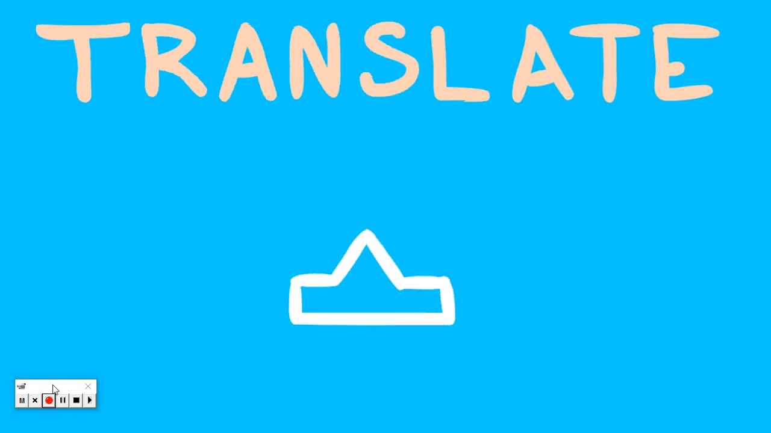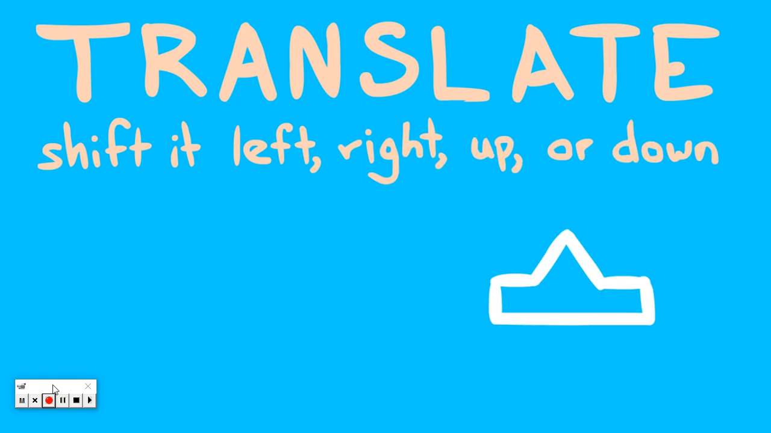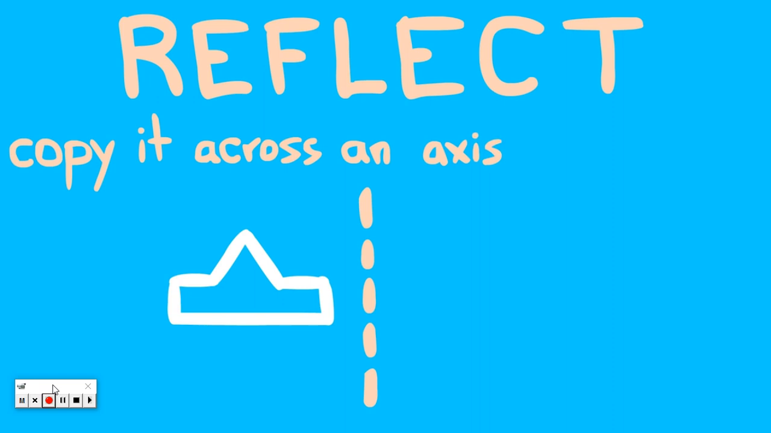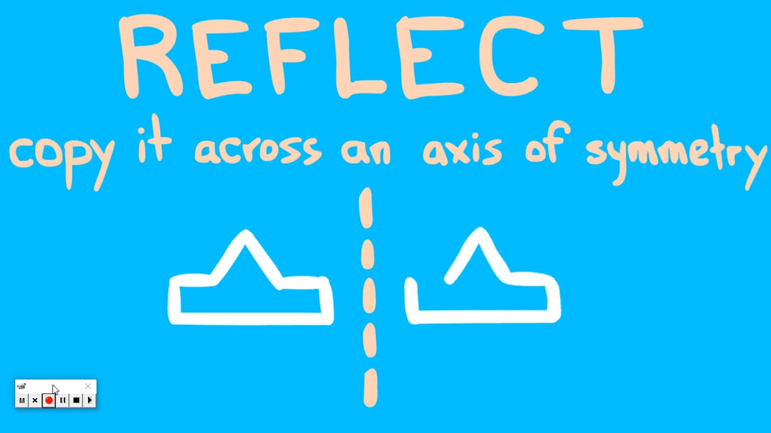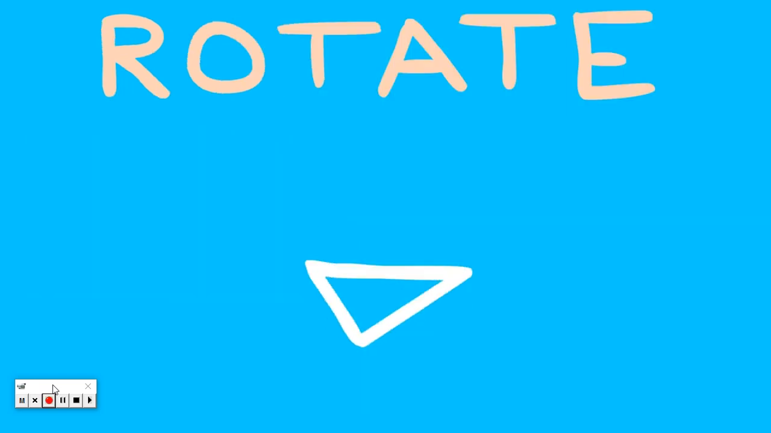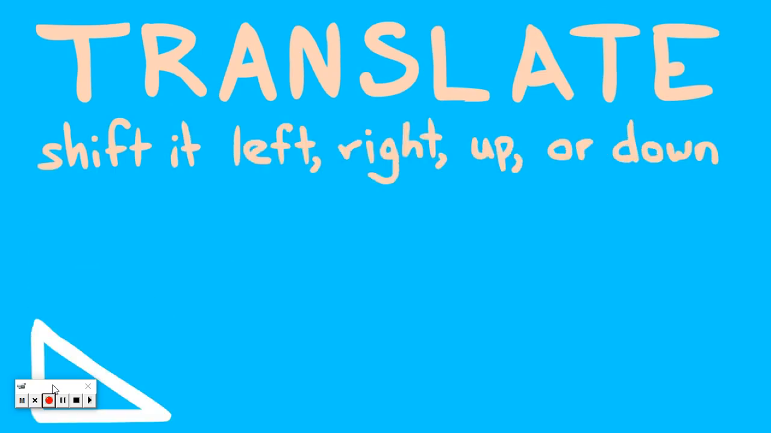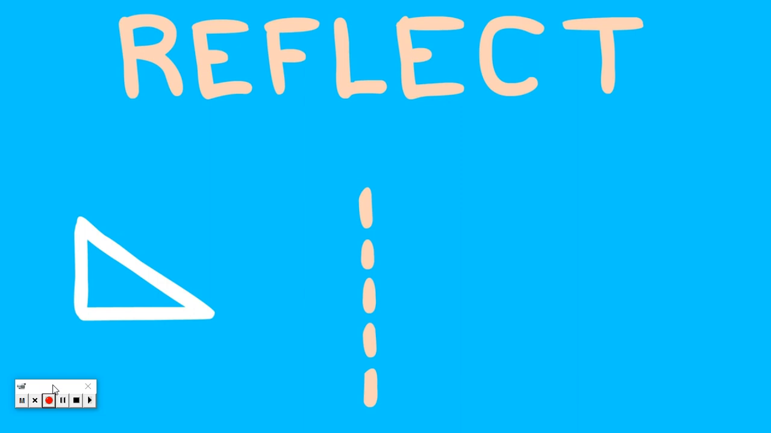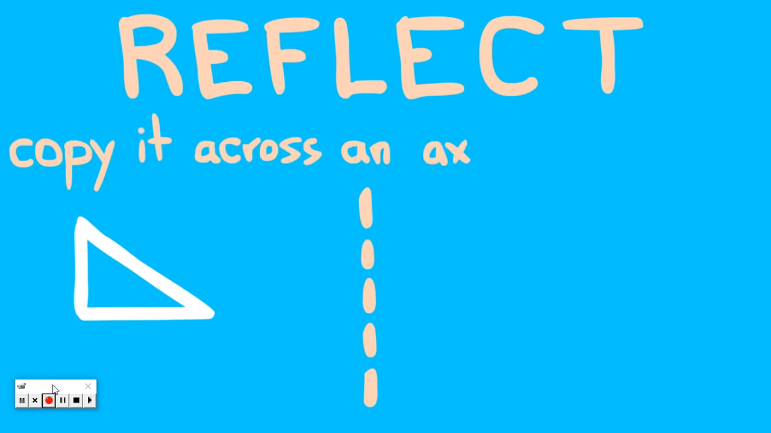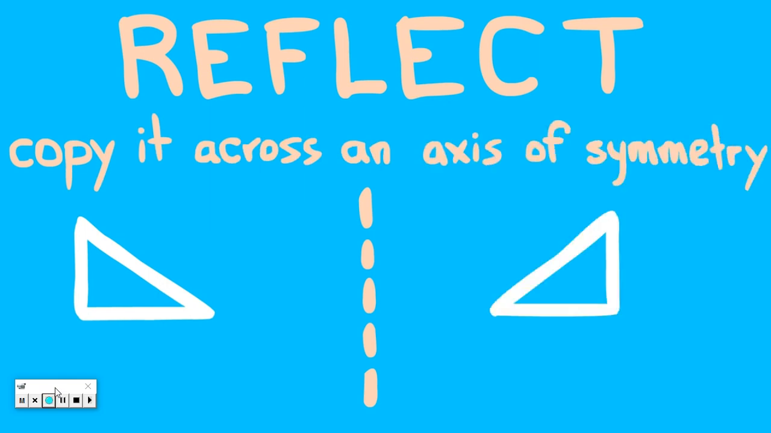Rotate, turn it round. Translate, shift it left, right, up or down. Reflect, copy it across analysis of symmetry. Rotate, turn it round. Translate, shift it left, right, up or down. Reflect, copy it across analysis of symmetry.